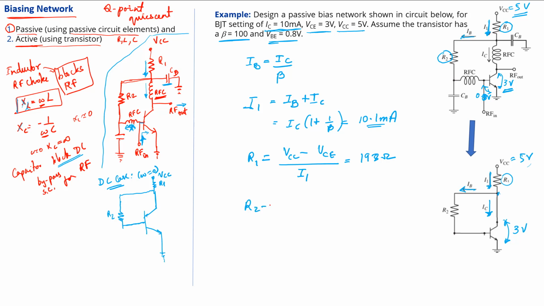Similarly, we can figure out R2. The base voltage VBE is known, so the potential difference across the resistor R2 is going to be VCE minus VBE, over IB, the base current flowing through that resistor, and that would be 22 kilo ohms. Essentially, finding R1 and R2 is what designing the bias network is about.